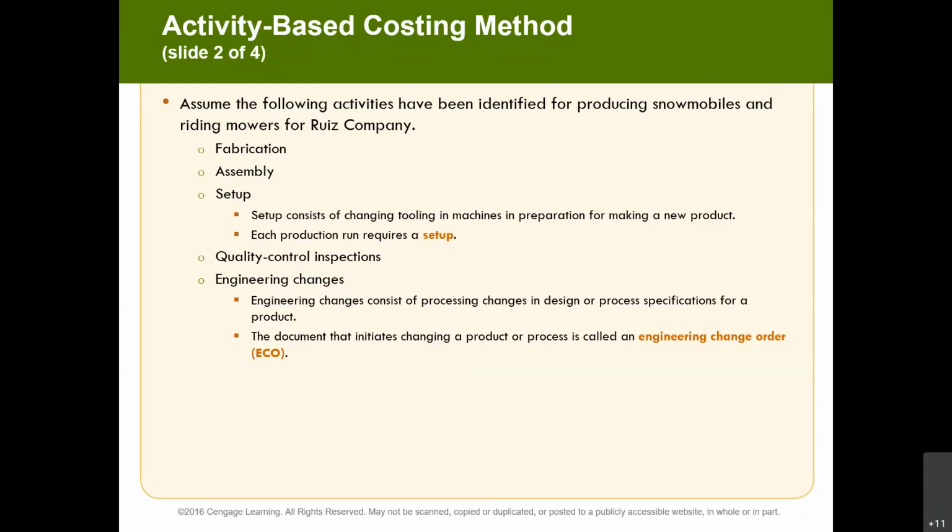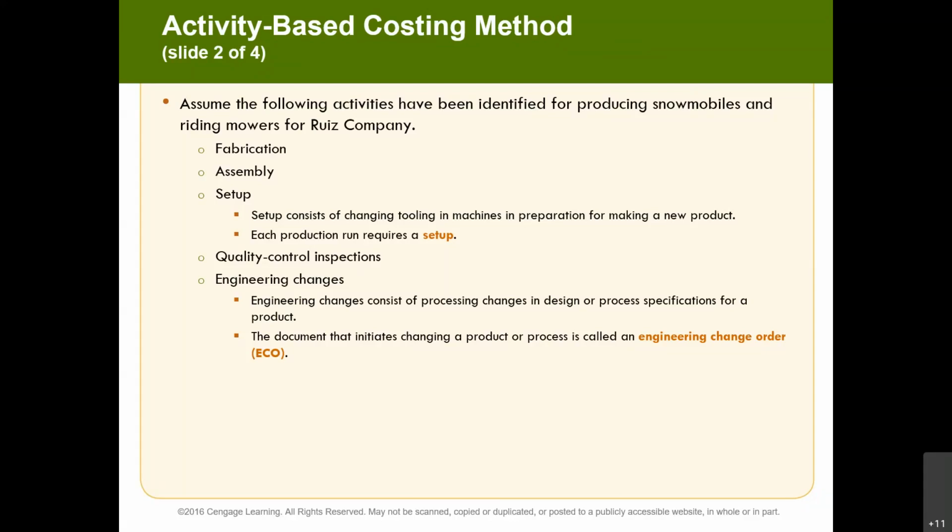Now, in the production of both the snowmobile and the riding lawnmower, there are a couple of processes or activities involved in the manufacturing process. There's fabrication, which is the molding of the raw materials to build the frame of these two different products. There's the assembly, that's the manual labor of putting these products together and forming them into final finished goods.